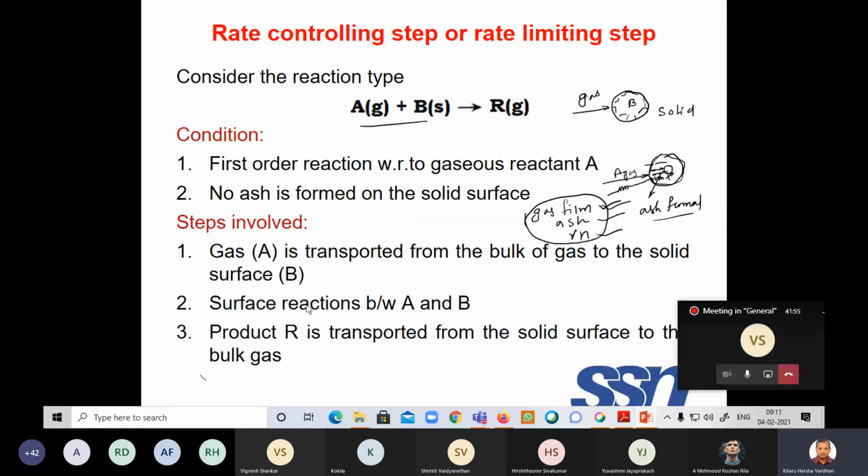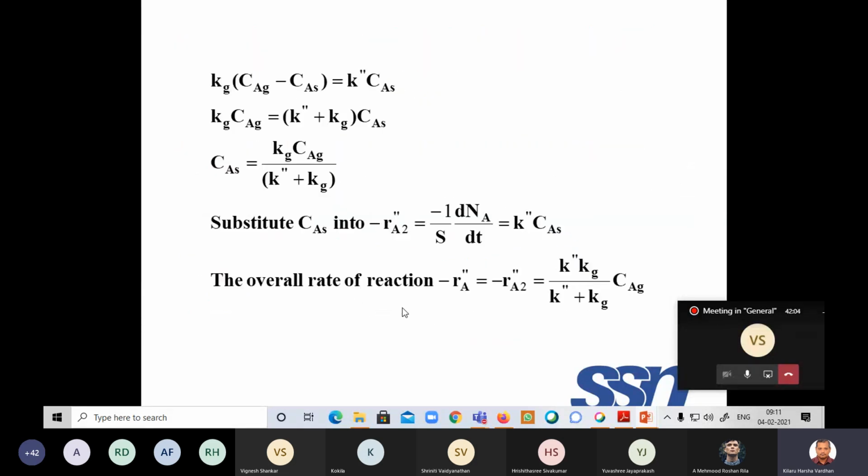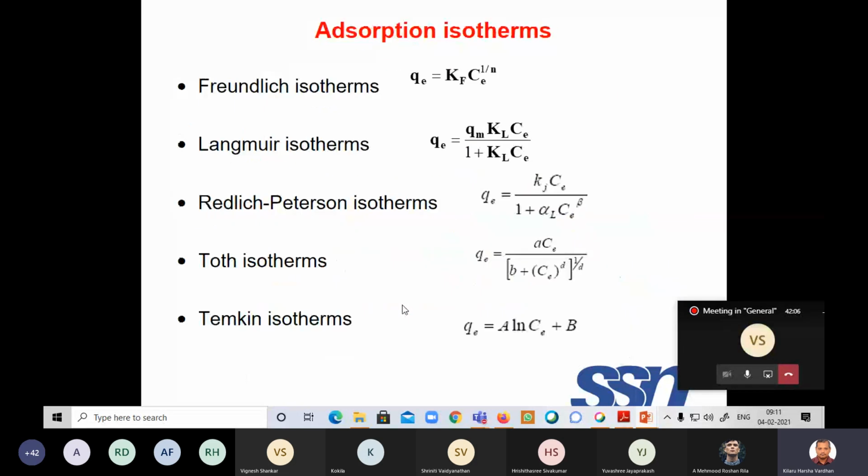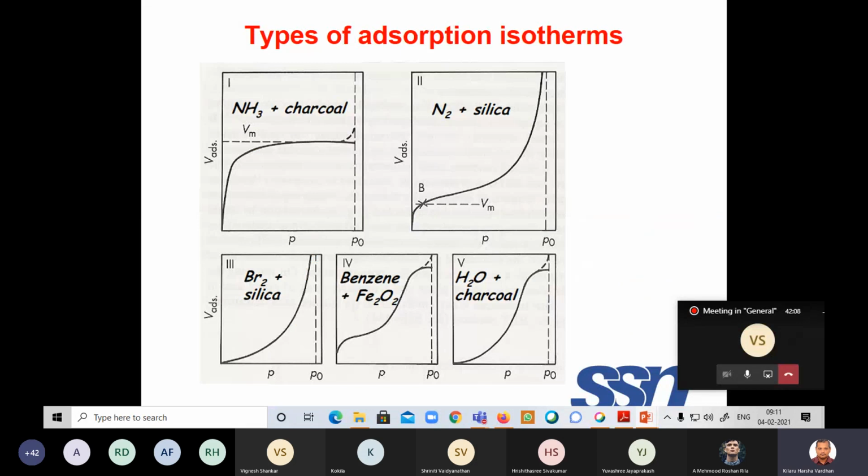Yeah, gas is transported, the surface reaction is happening, and the product is being dissolved. So how to write the rates for all this? That is what we'll be discussing now.